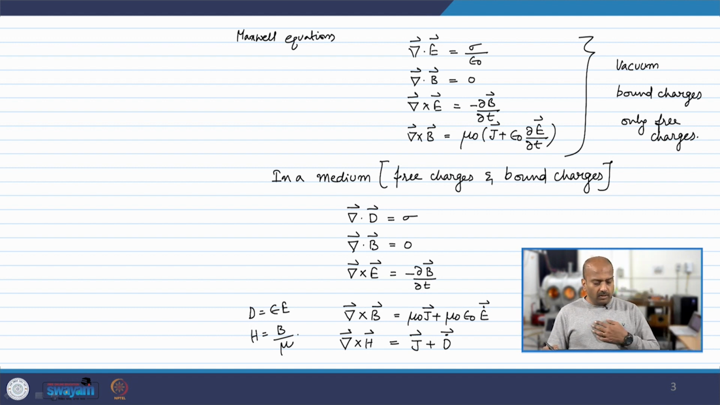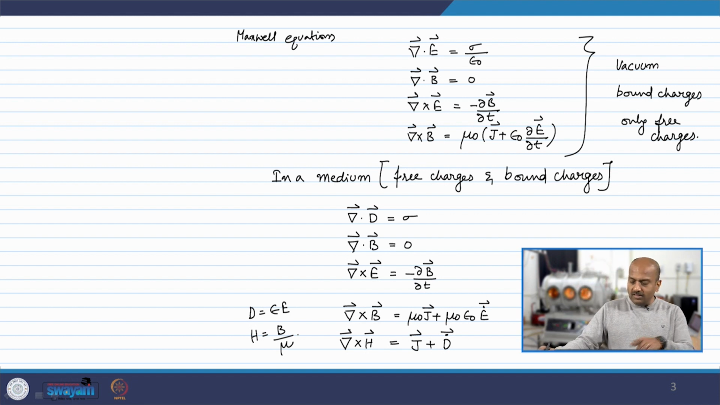So, we know all these vectors, what are the standard definitions, right. Now in this set of equations, how are these two different? These two are different because we are no longer using the permeability and permittivity of free space in writing these equations. So, they represent the conditions which will exist inside a medium.